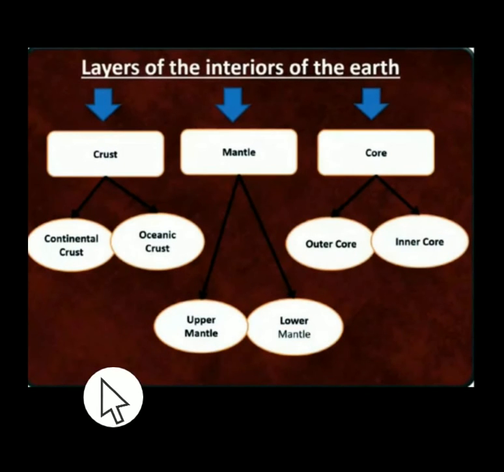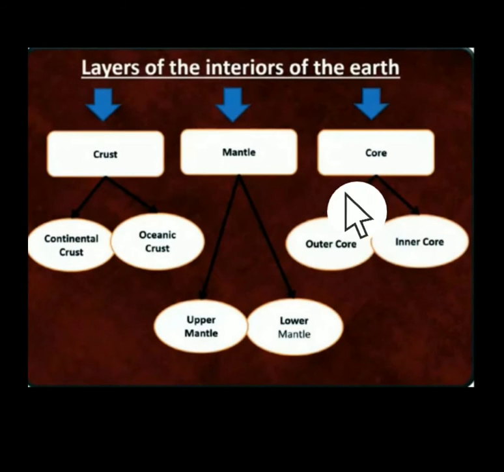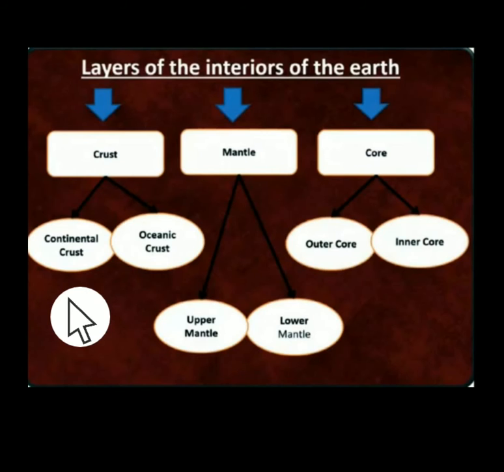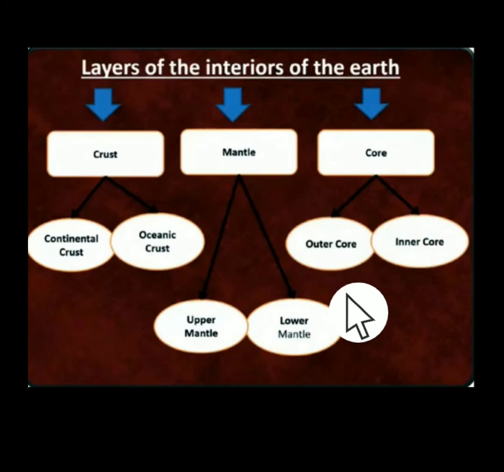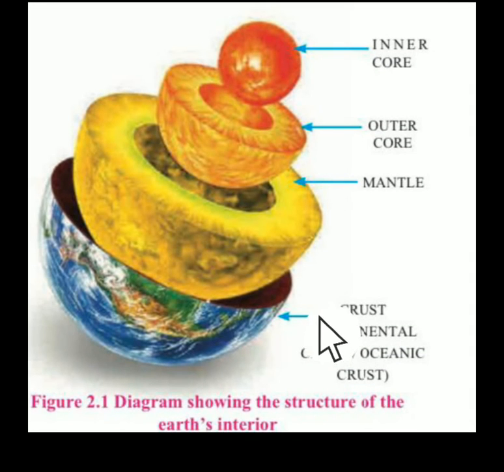Here again we can see the same thing: crust, mantle and core. The crust is divided into continental crust and oceanic crust. Then the mantle is divided into upper mantle and lower mantle, and the core is divided into the outer core and the inner core. This textbook image, my dear students, is a very important image for you in the textbook.